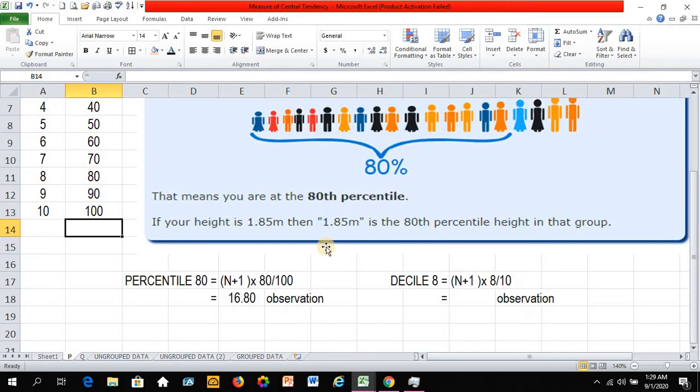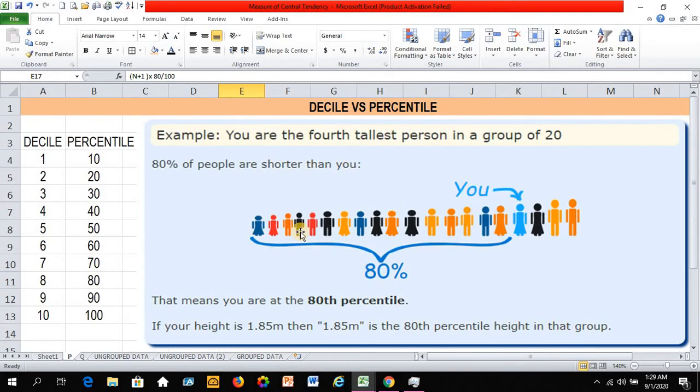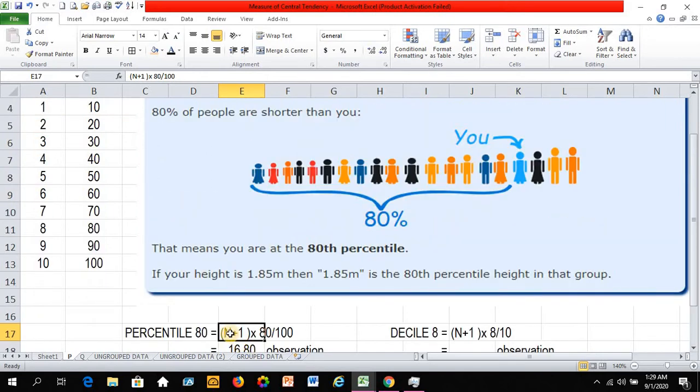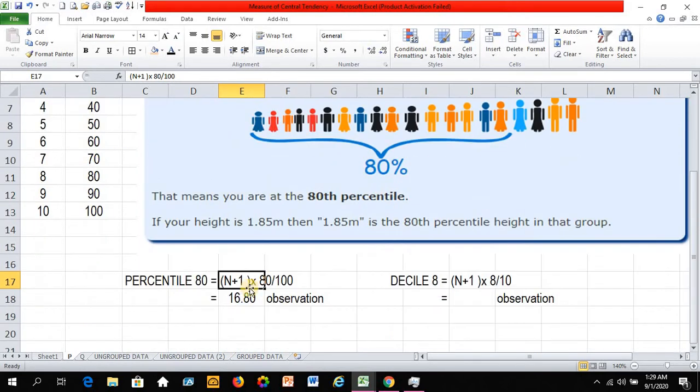So, pag sinabi nating ang height na 1.85 ay siyang 80th percentile in the group. Okay, by the way, ang 1.85 meters, katumbas yan ng 6 feet 1 inch. Pang basketball player yan. If your height is 1.85 meters, then 1.85 meters is the 80th percentile height in the group. Paano ba kinocompute yan? So, meron akong percentile 80 rito. Ito lagi yung formula, by the way. Merong capital N plus 1, where N is the total number of items or total number of observations. In our example, yung ating capital N ay 20.